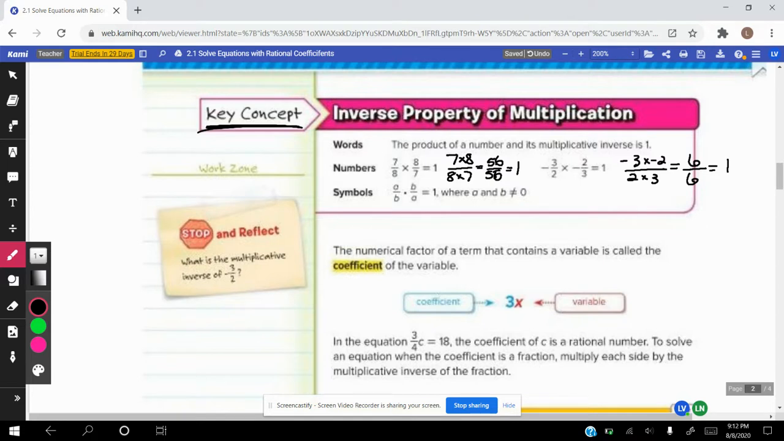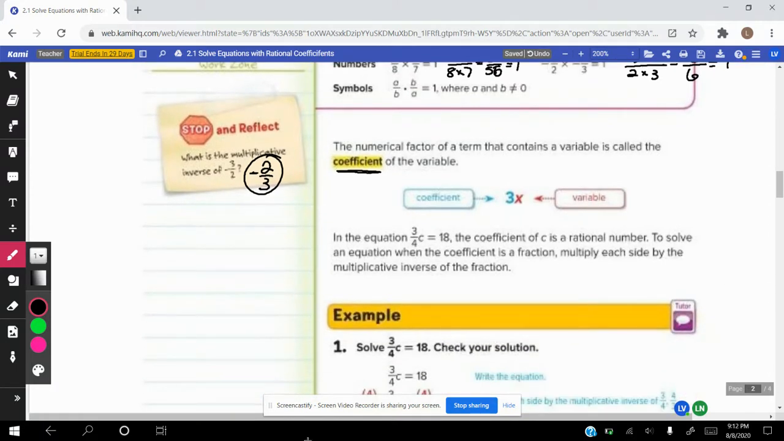So let's stop and reflect. What is the multiplicative inverse of -3/2? Well, I know it's still got to be a negative. And then taking 3/2 and doing the reciprocal gives you 2/3. So you should have the answer of -2/3.